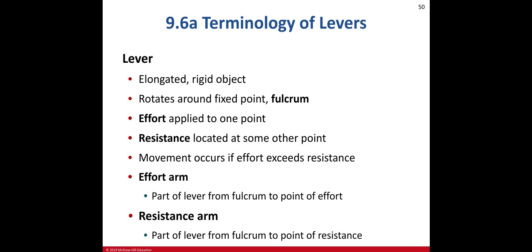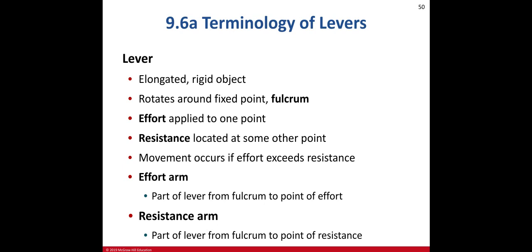Okay, levers. We talked very briefly about levers as we talked about the bones, just that they are a lever for our muscles. But what does this all mean? A lever is just an elongated, rigid object. It has a fulcrum, which is a fixed point that the lever moves around. You have to apply effort at one point, and then you'll get resistance at a different point. If the effort exceeds the resistance, you will get movement.